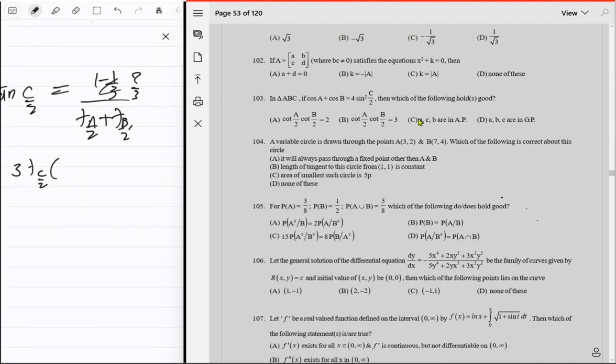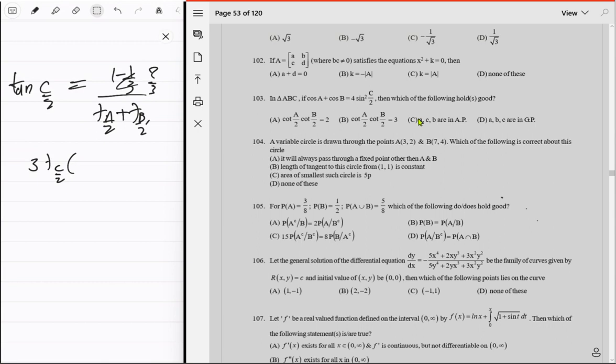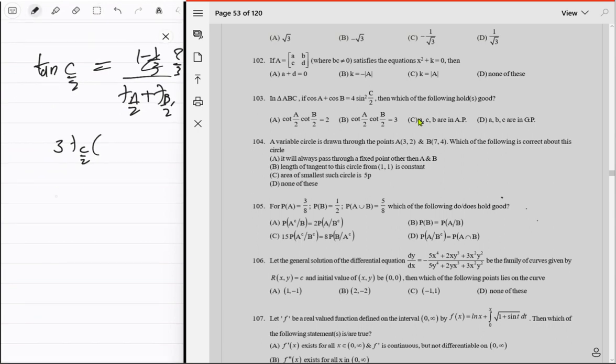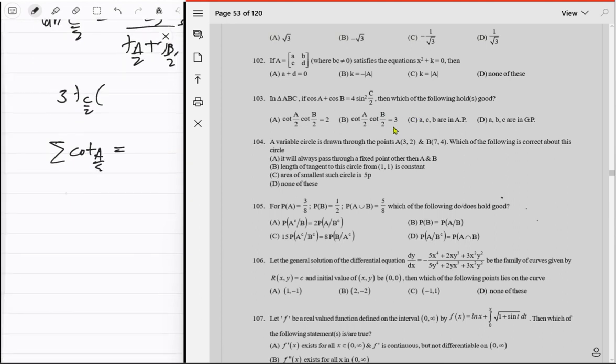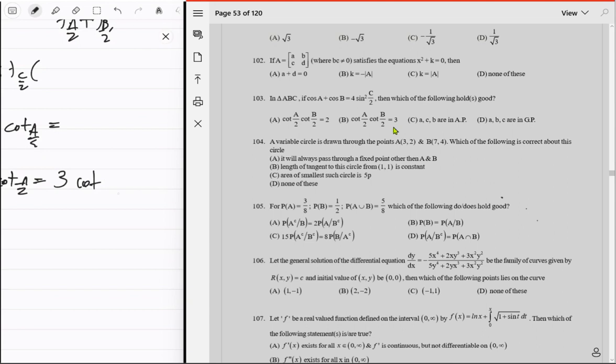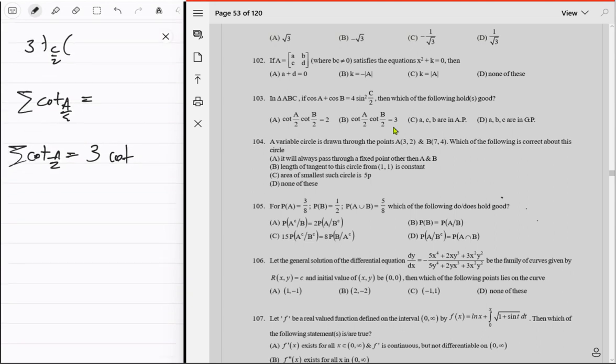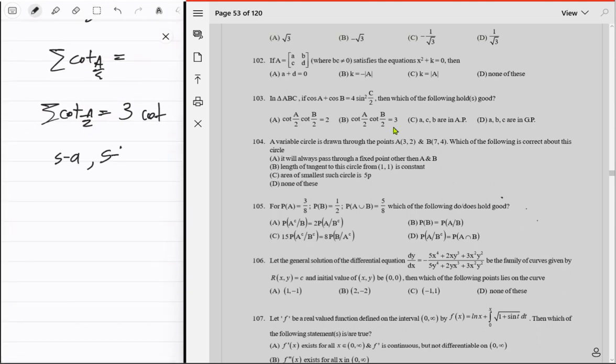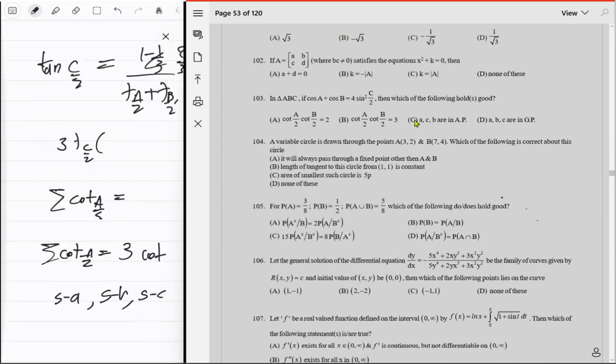Oh, I know a way. Maybe this will actually work. You know that summation of cot A upon 2 is actually equal to product of cot A upon 2. So if you multiply by cot C upon 2, summation of cot A upon 2 will just become equal to 3 cot C upon 2, right? Okay, this is actually correct. So S minus A, S minus B and S minus C are in AP, which means ABC are in AP. So C is correct.